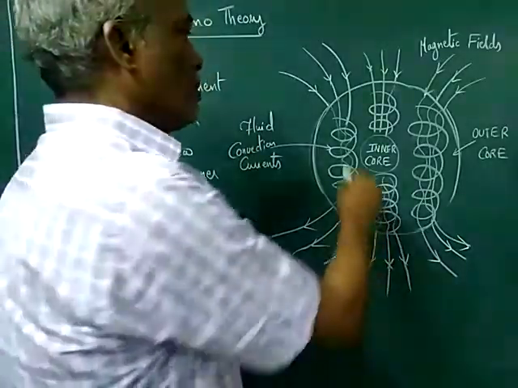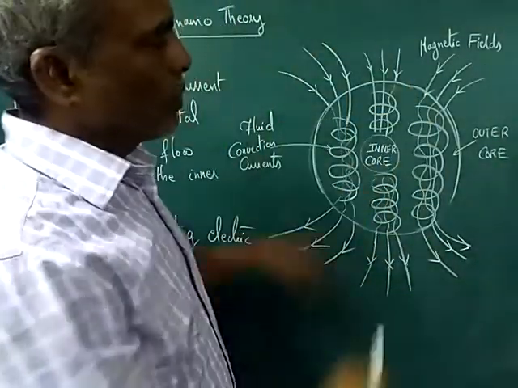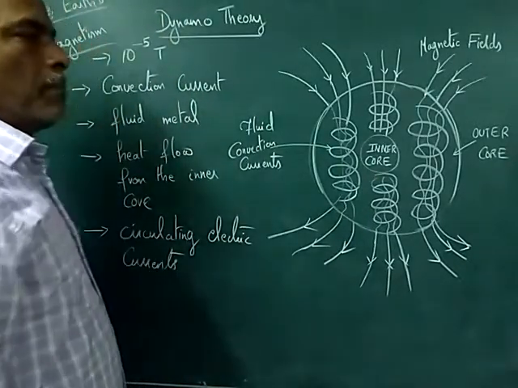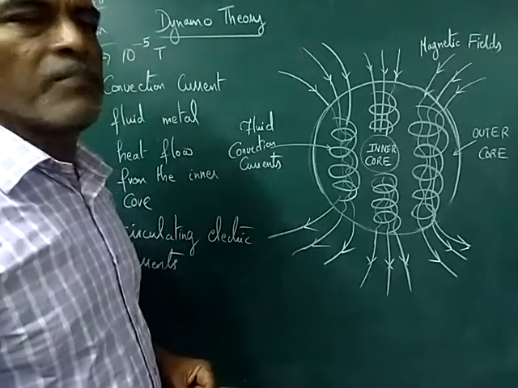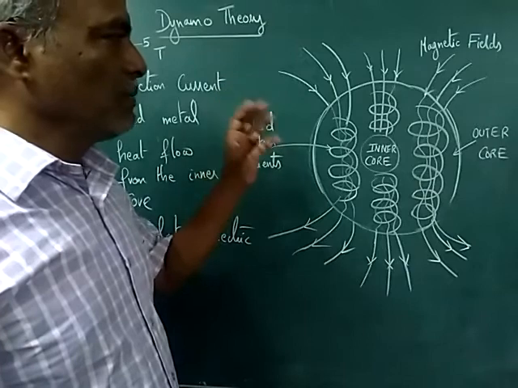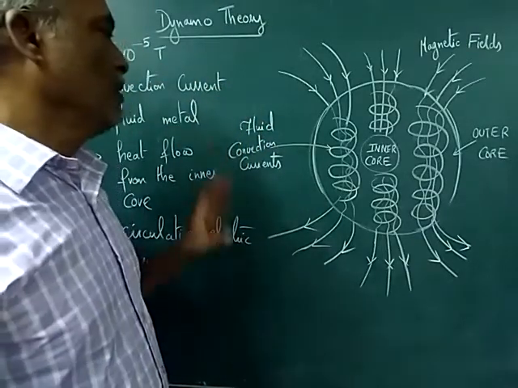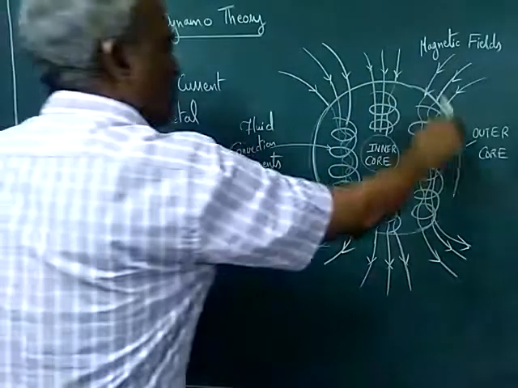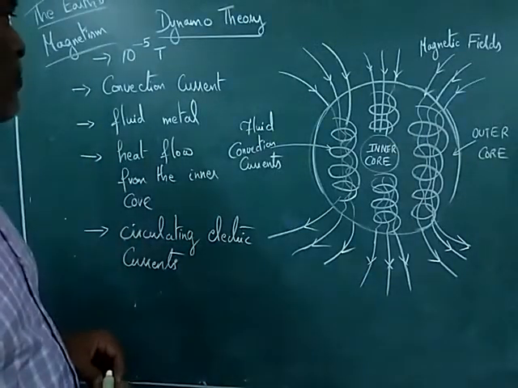So this passes like this and comes out like this. Basically you can view the earth as like a bar magnet, but actually it is not a bar magnet. This magnetic field is created only because of the fluids. The magnetic field at the outer surface of the earth is roughly 10⁻⁵ Tesla.